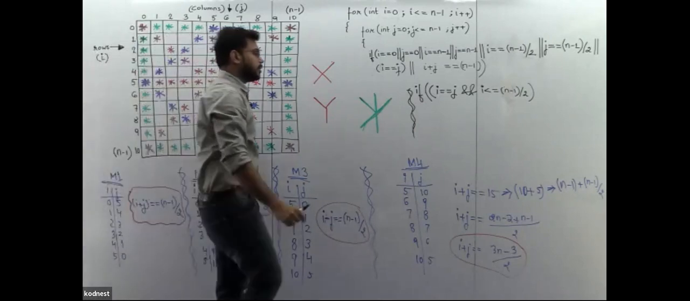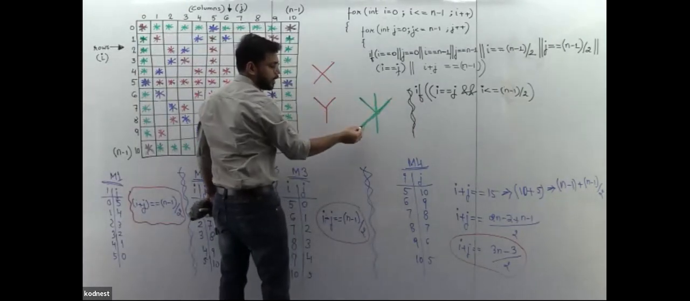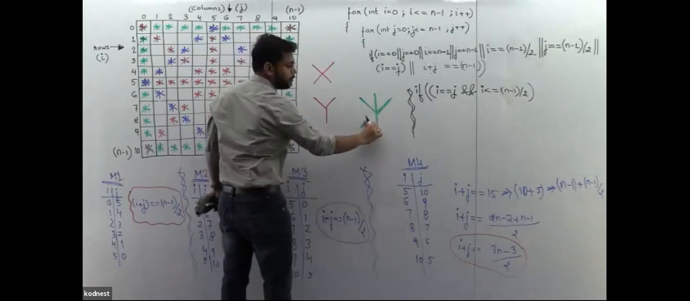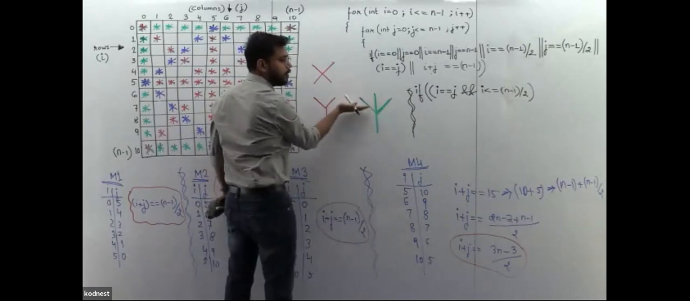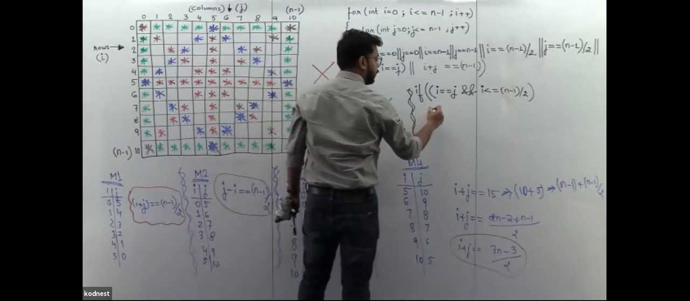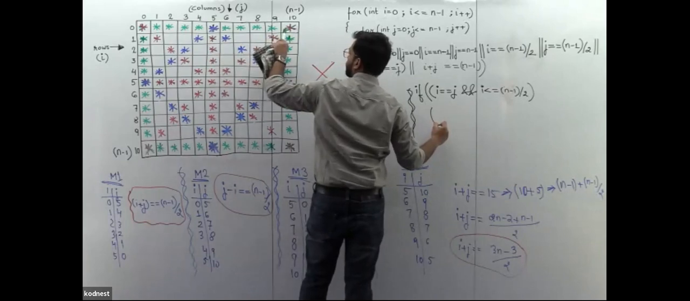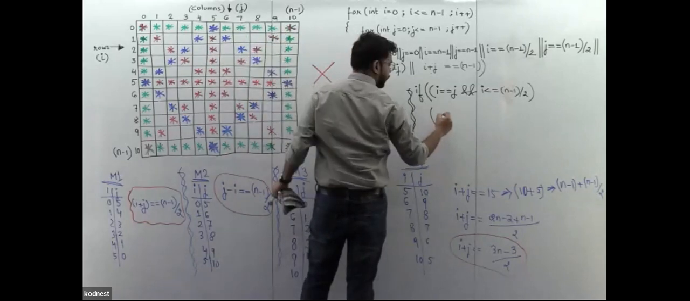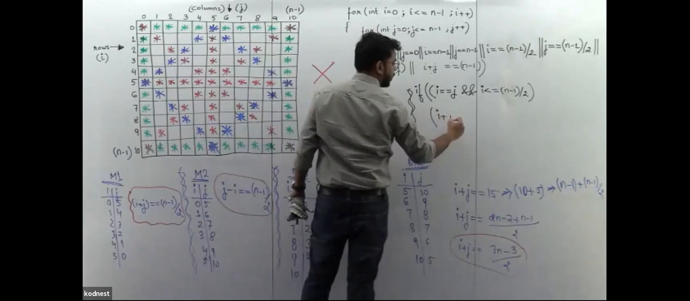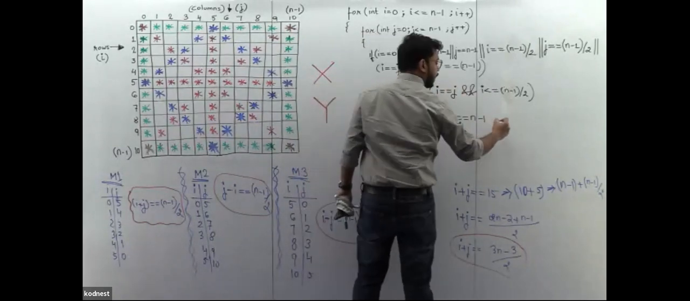In the same manner, for this line, you have to print this line. But again, I don't have to print the downside, only the above side. How will I get the above side? What is the condition for this? i plus j is equal to n minus 1. So I will write here i plus j is equal to n minus 1.